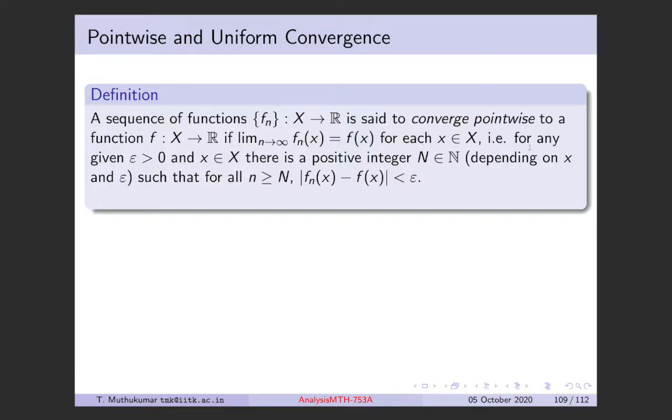In other words, if you want to use the definition, for every epsilon and x fixed, there is a positive integer capital N, such that for all little n bigger than or equal to capital N, the absolute value of fn of x minus f of x is less than epsilon. So this inequality is valid for all n bigger than N. This happens for each x. So this is the pointwise convergence.